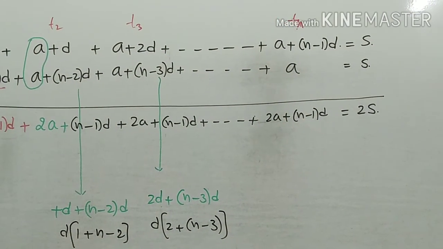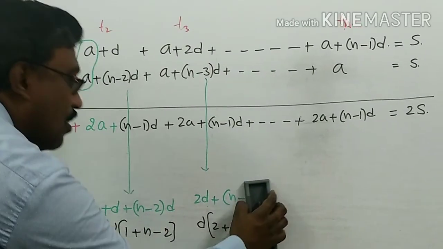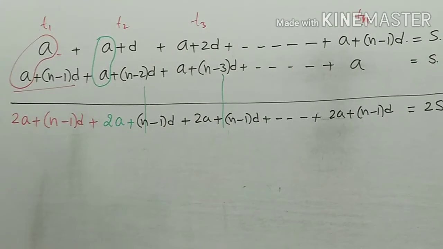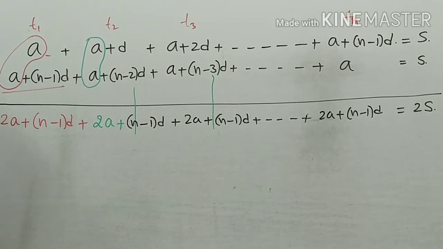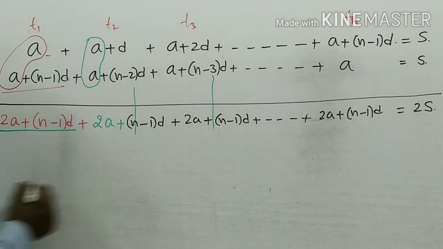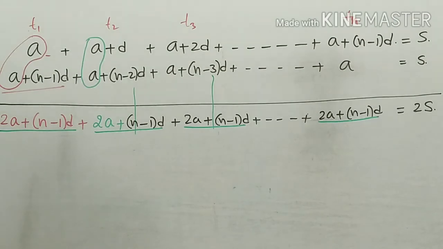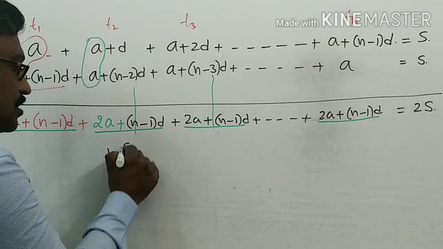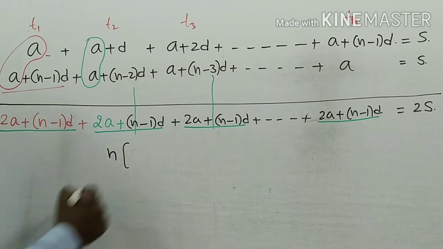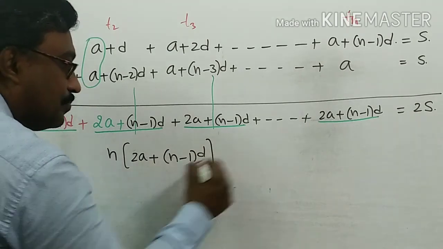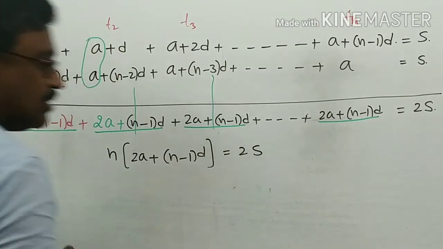Now in each and every term we got the same thing: 2a + (n − 1)d. This is the first term, this is the second term, this is the third term, and so on, this is the nth term. So how many terms are there? n terms are there. If 5 terms, 5 into; 10 terms, 10 into; n terms, n into. So n into (2a + (n − 1)d) is equal to 2 times S.